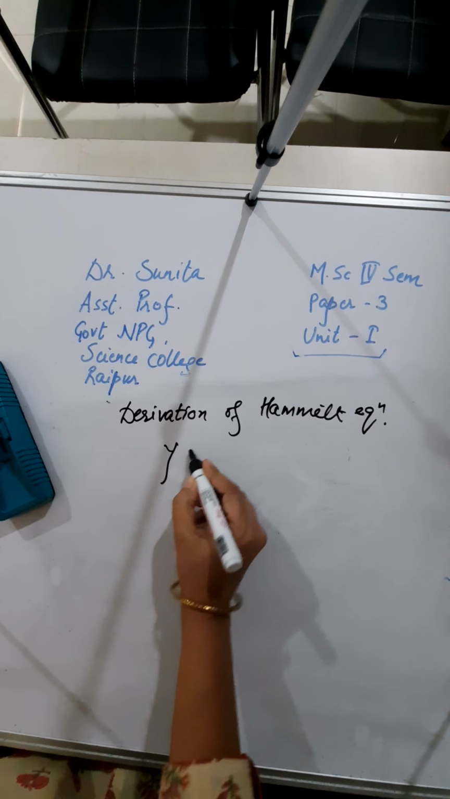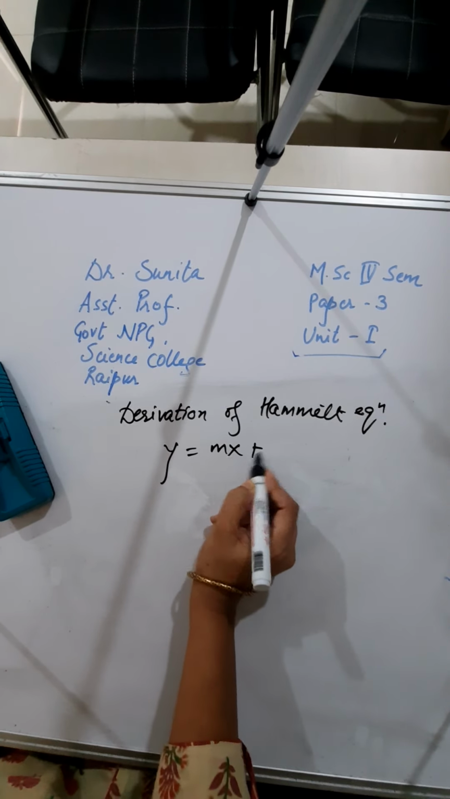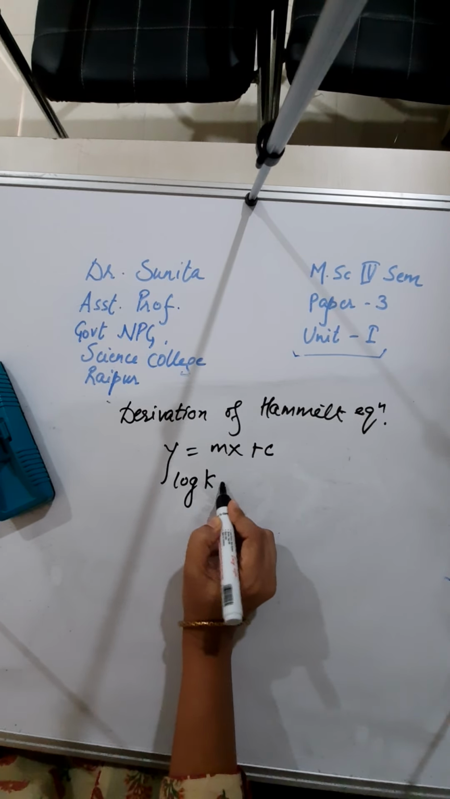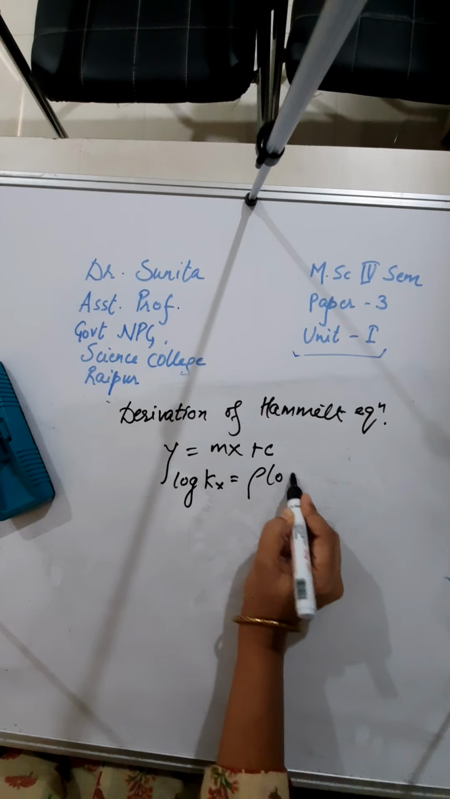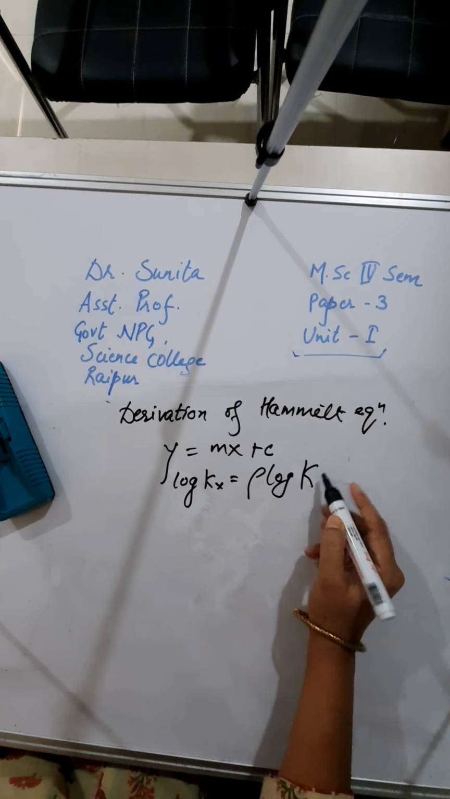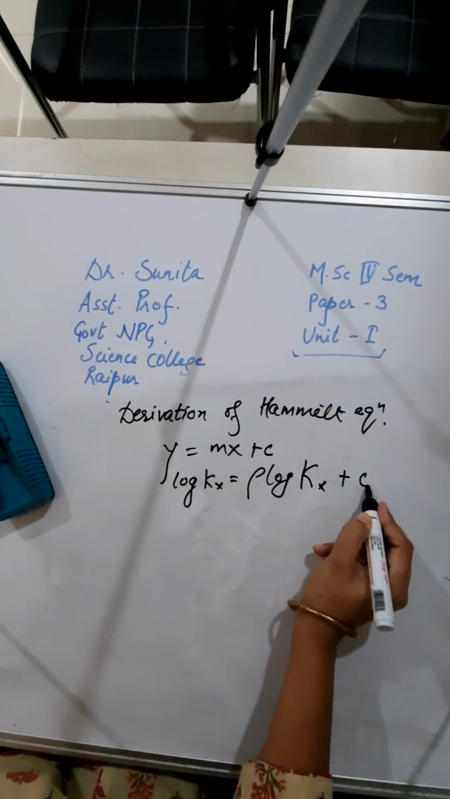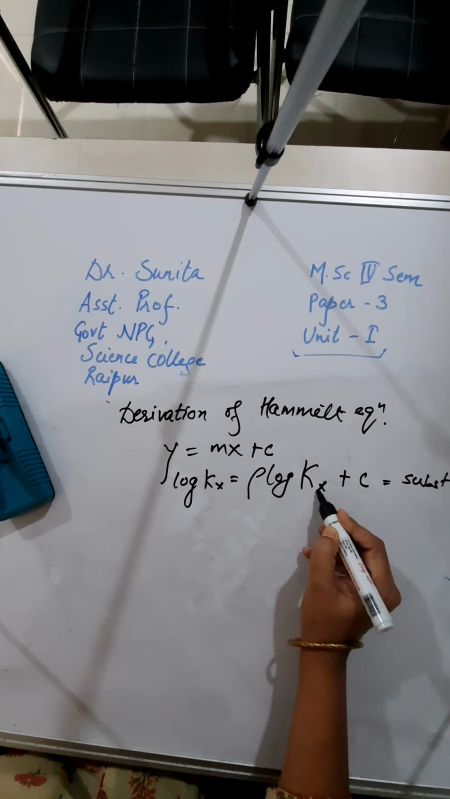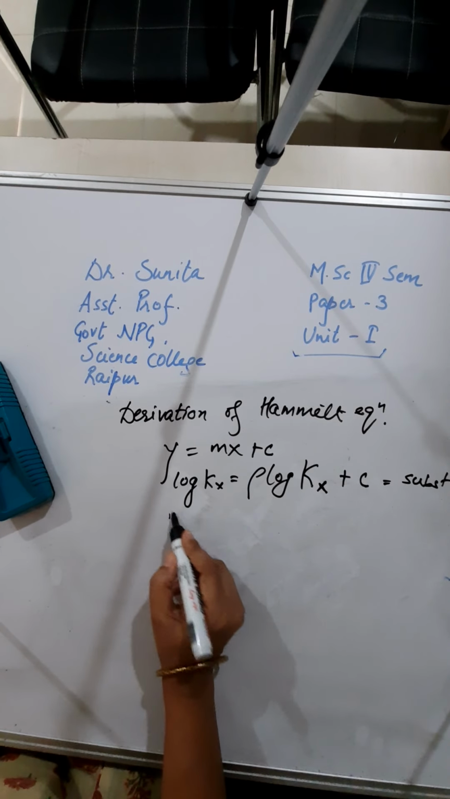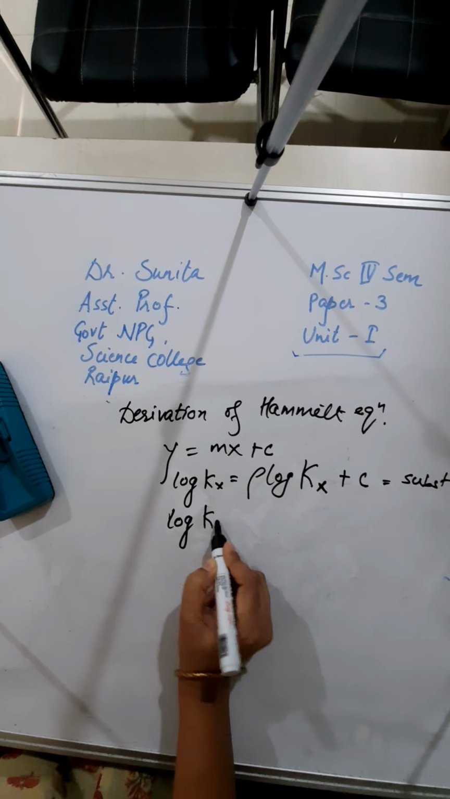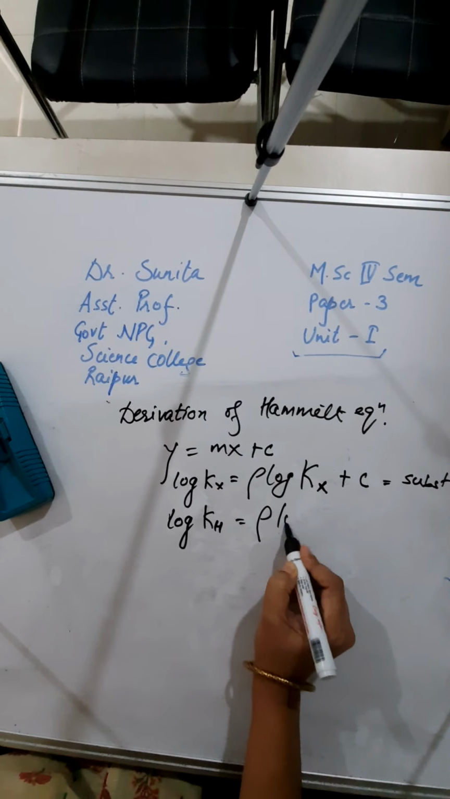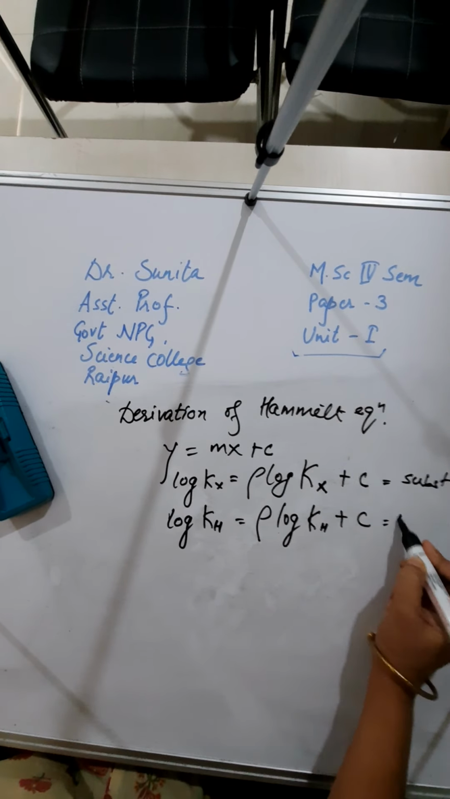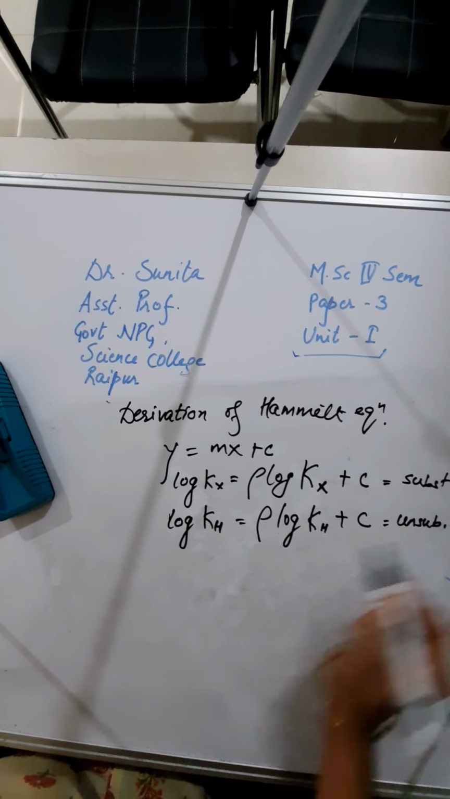Now using the equation y equals mx plus c, we already have the equation log Kx equals rho log, where capital K is for the equilibrium constant, Kx plus c. This is for the substituted aromatic ring, where X means substituted. While for the unsubstituted we have log KH equals rho log KH plus c. This is for the unsubstituted.